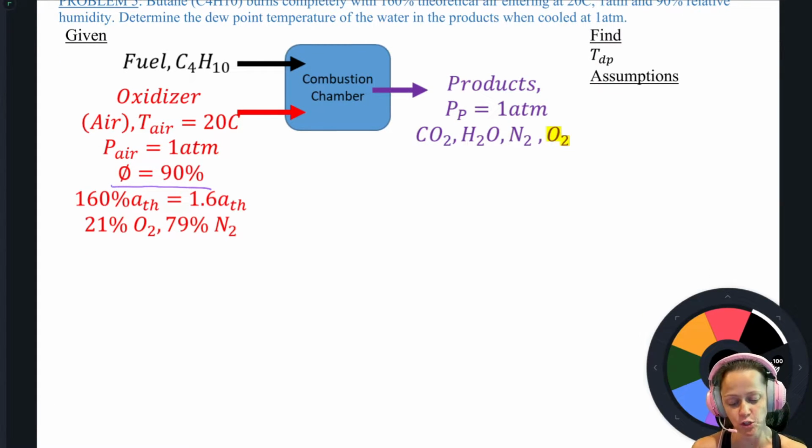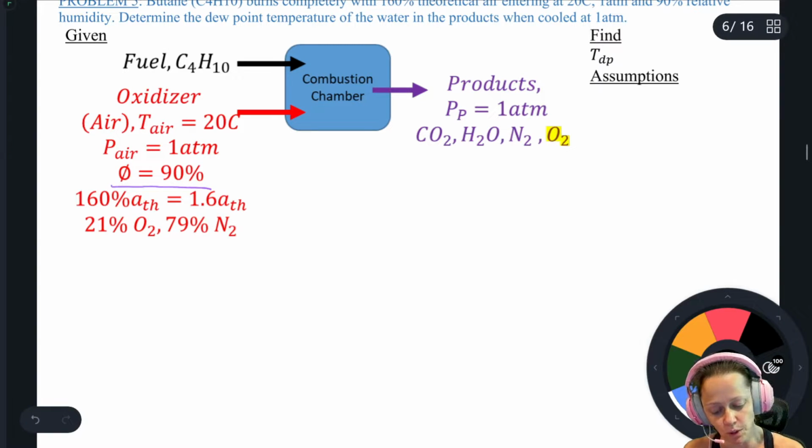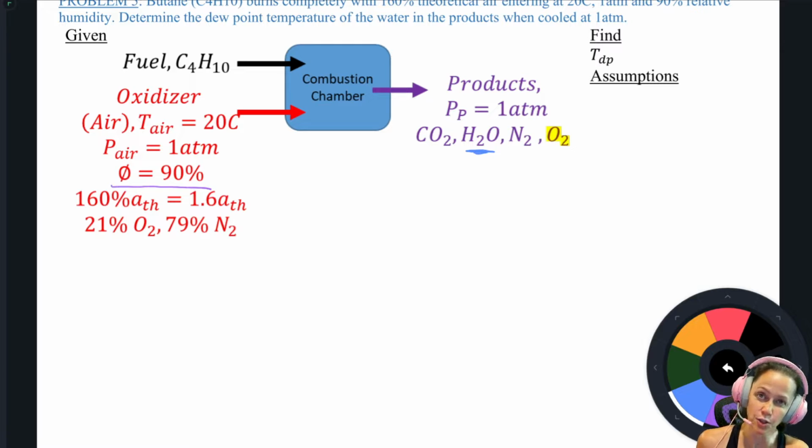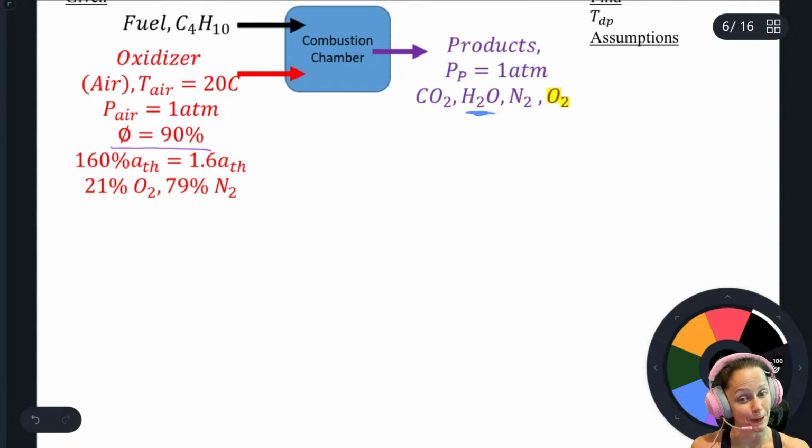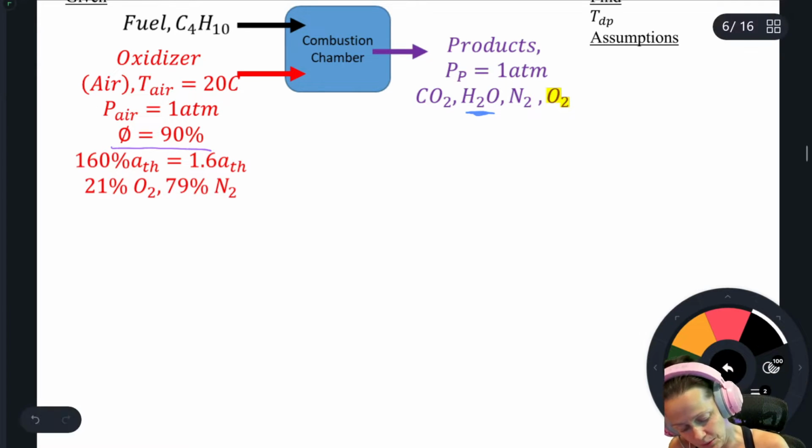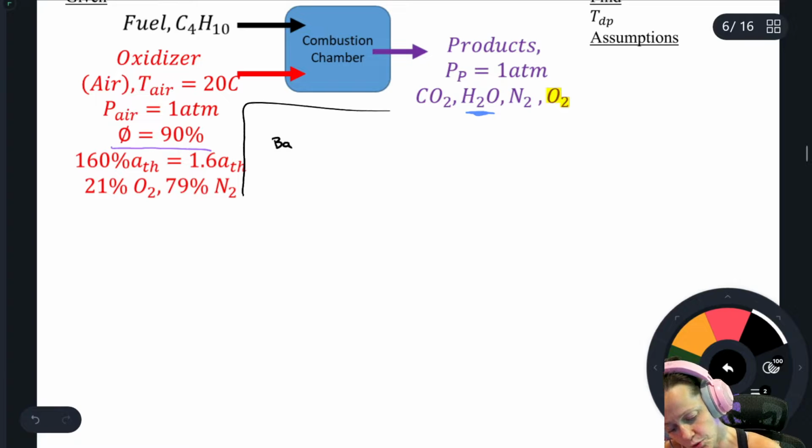Okay, so we want to find the dew point temperature again of the water in those products. It's a little bit similar to the last problem in that we have excess air, but dissimilar in that we have water within the not products but reactants. All right, so we've got to get our balanced equation. Let's get that. So I'm going to bring it up here.